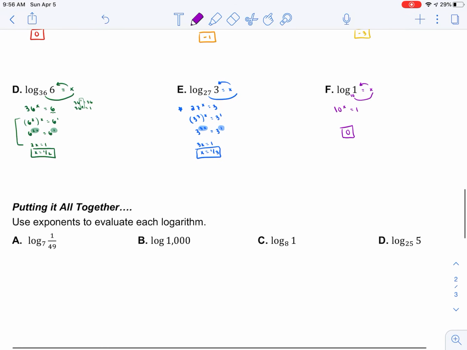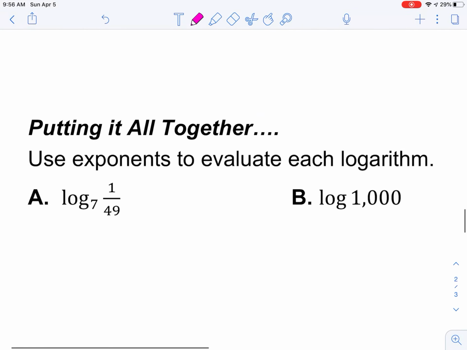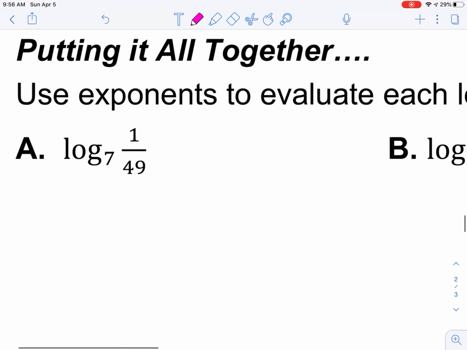Now, we're going to put everything all together and do these final 4 questions, and then I will conclude with one final thing. For this next question, you are going to use the exponents to evaluate each log. So kind of just making sure we feel good. Feel free to pause the video too, try these out, and then check your answer.